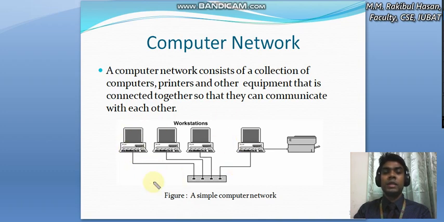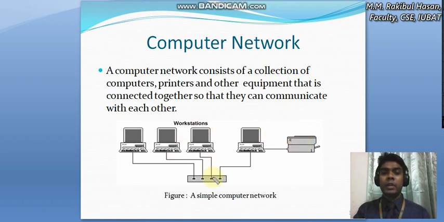In this picture you can see we have a number of PCs, 1, 2, 3 PCs. We have one printer, and all of them are connected with each other by using this network device that is called a switch. By using the switch we are connecting all of them. That's why this is a computer network. And if I want, I can transmit data from this computer to any other computer, or I can give instructions to my printer from any computer, as the printer is part of this network.